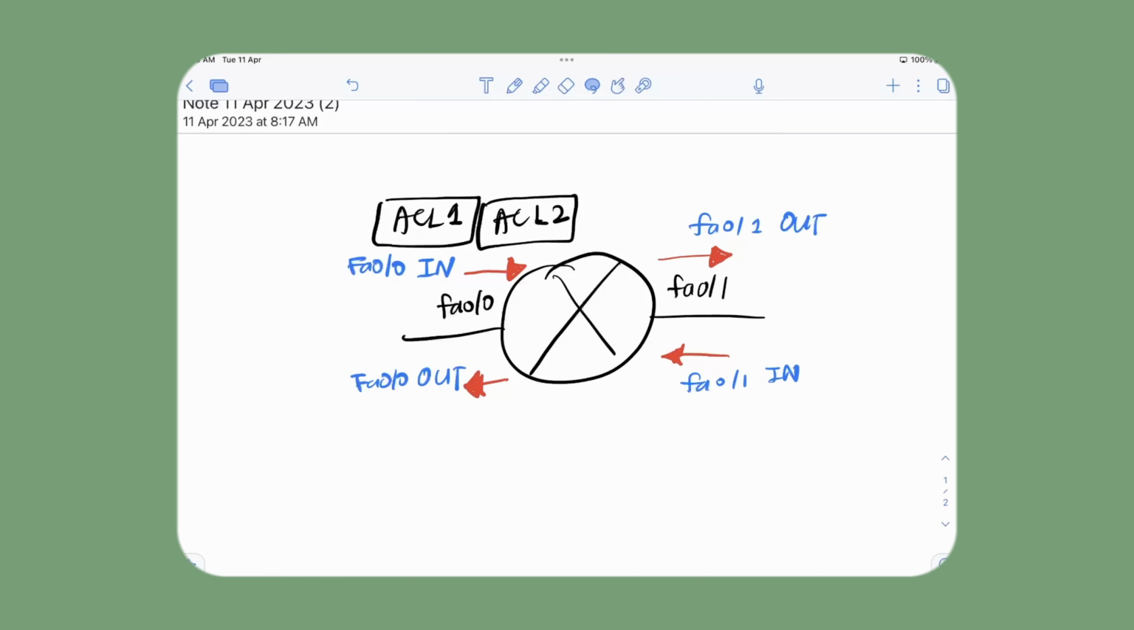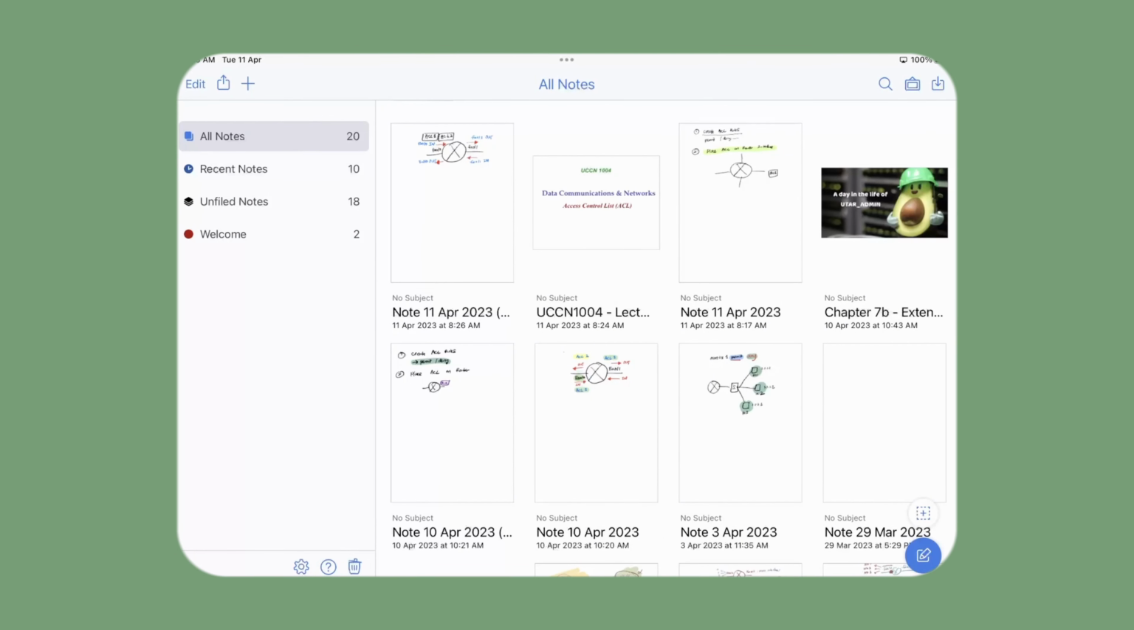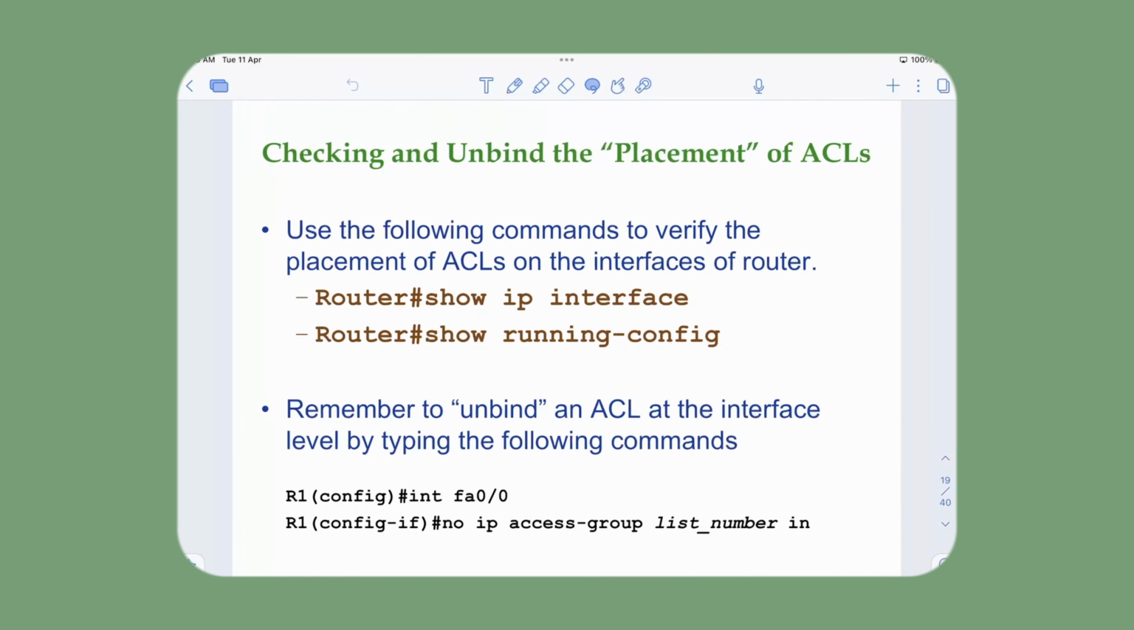Okay, so that is what the slide is trying to tell us. Then we go back to the slide and see the next one.